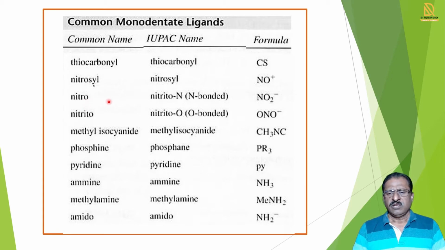In NO2, nitrogen and oxygen both are donor atoms. When nitrogen is bonded with the metal, it is called nitro. When instead of nitrogen, oxygen is bonded with the metal, we write the formula ONO minus, and that is called nitrito-O, or by common name nitrito. So remember, NO2 minus means nitro group and ONO minus means nitrito ligand.